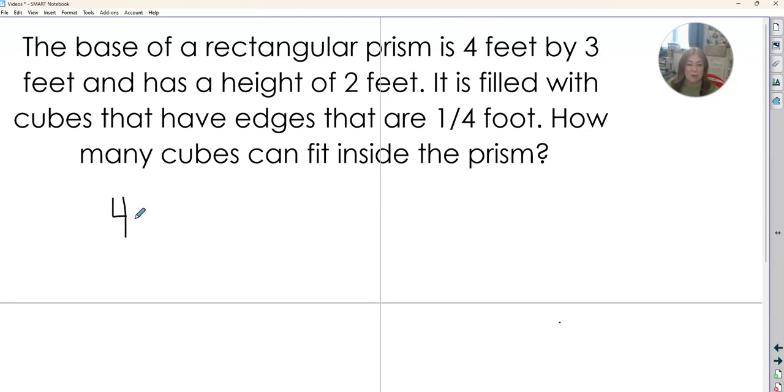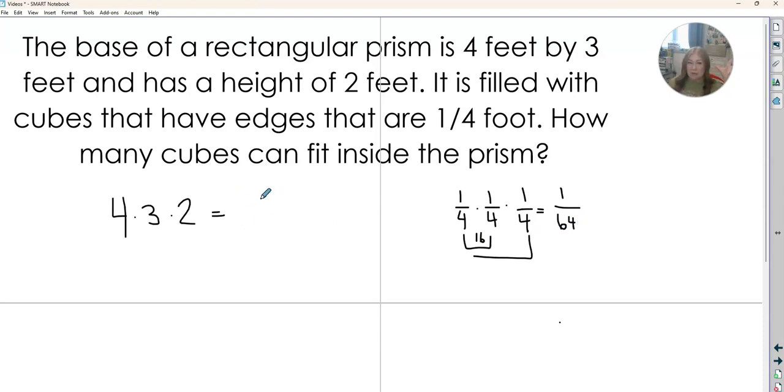So we have our large one is 4 by 3 by 2. And we're going to find that volume, length times width times height. And then we have these ones that are 1/4 of a foot in every direction. They're cubes. So the smaller one is 1/4 by 1/4 by 1/4. So there's 1. 4 times 4 is 16. Times by 4 is 64. So we need to take our larger rectangular prism and we need to divide that by 1/64. We're seeing how many 1/64 fit inside of here.